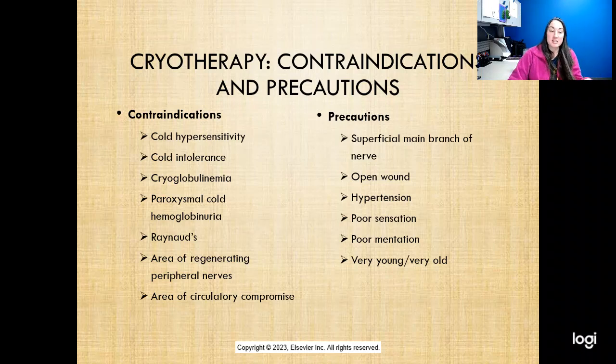Okay, so the contraindications. If they're hypersensitive to cold, you don't want to use it, or intolerant, which is about the same thing. Cryoglobulinemia is a rare blood disorder causing blood to clot at cold temperature. So you don't want to cause their blood to clot. Paroxysmal cold hemoglobinuria, okay, I'm probably not saying it exactly right, but it's a rare autoimmune disorder. The body attacks red blood cells in cold temperatures, so you also don't want to cause that.